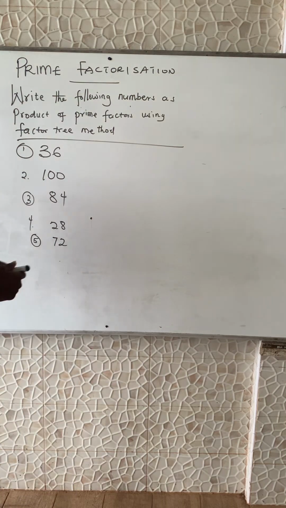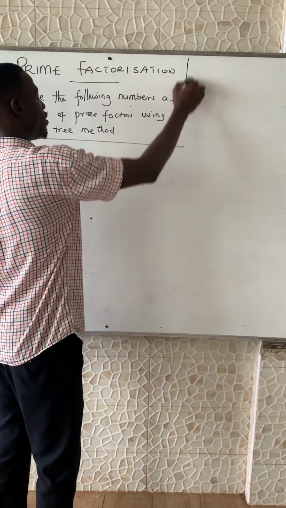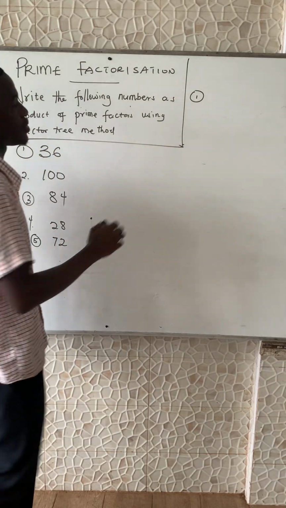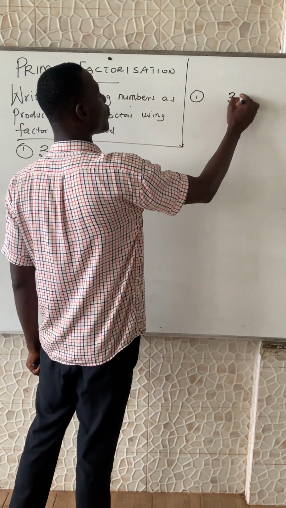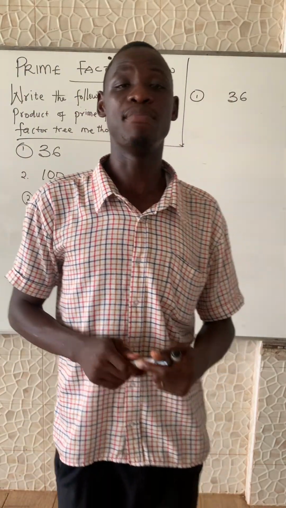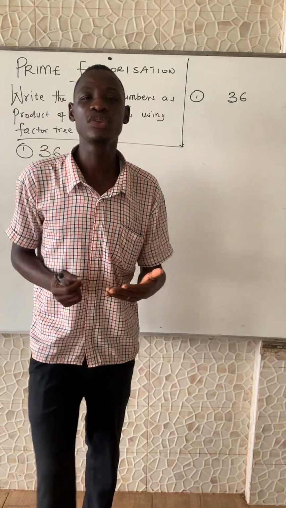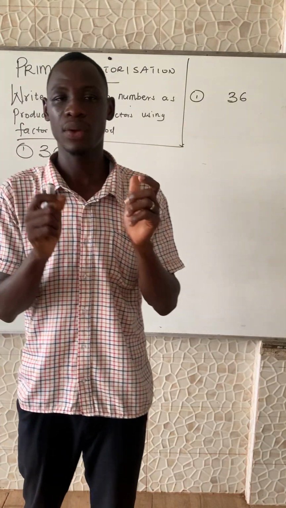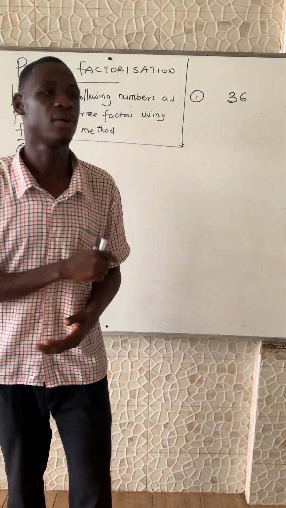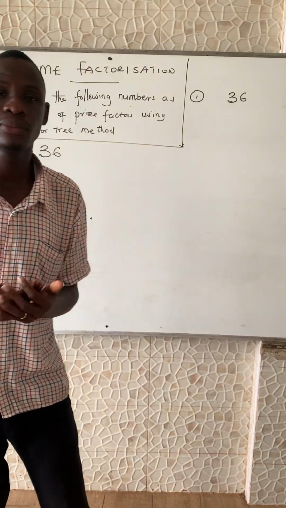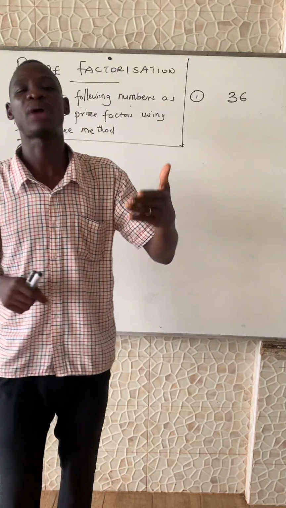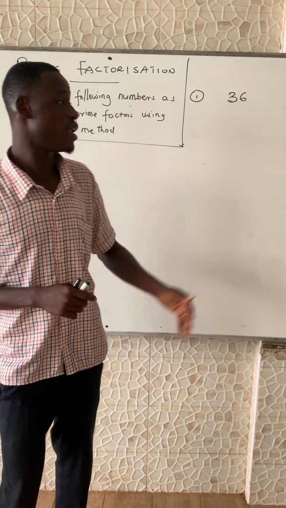Alright, so let's start with the very first number. We have 36. This is the factor tree method. Now, the factor tree method is a method that is used to break down a given number into prime factors. I repeat, the factor tree method is a method that is used to break down a given number into product of prime factors. So let's get started.